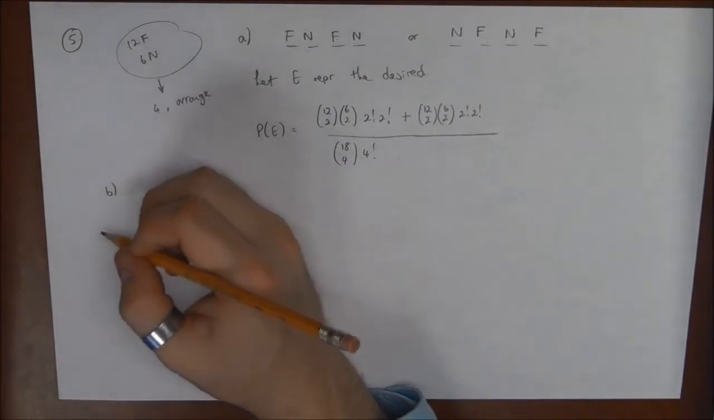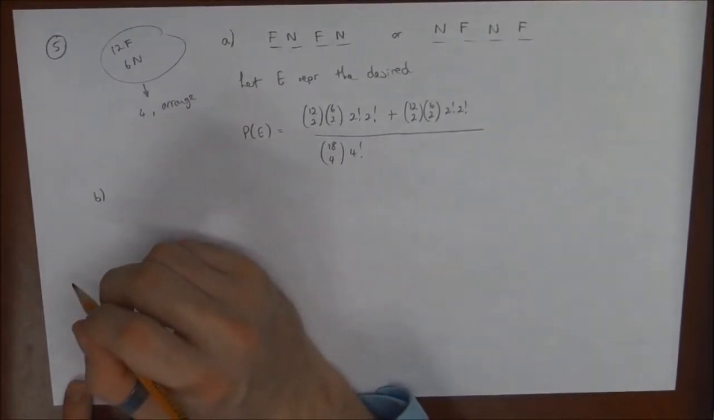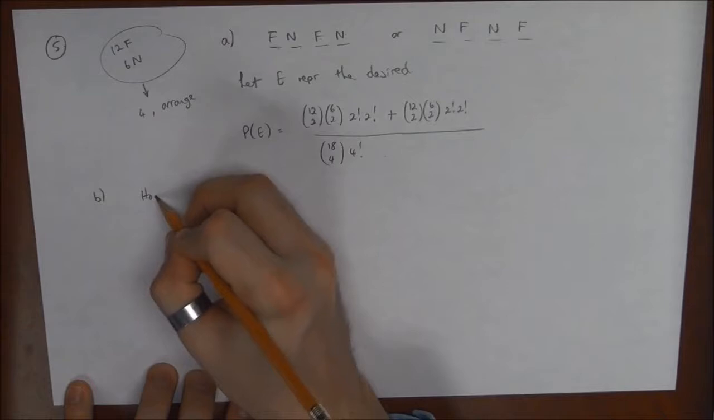In B, there are more fiction than non-fiction. How can that happen?